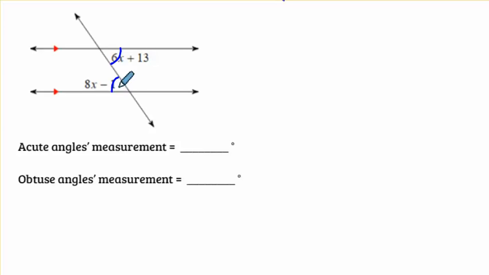They are not supplementary, but they are congruent because these angles are what we call alternate interior angles. They are inside the lines and they are on opposite sides of the transversal. This one's on the left side on the bottom, this one's on the right side on the top.